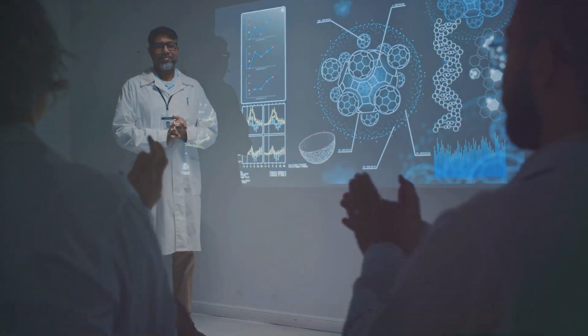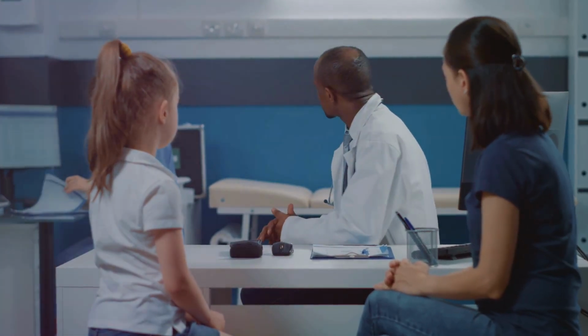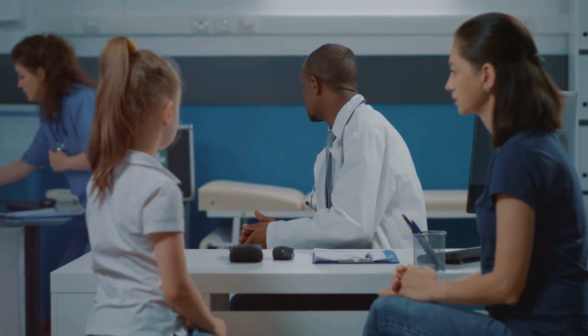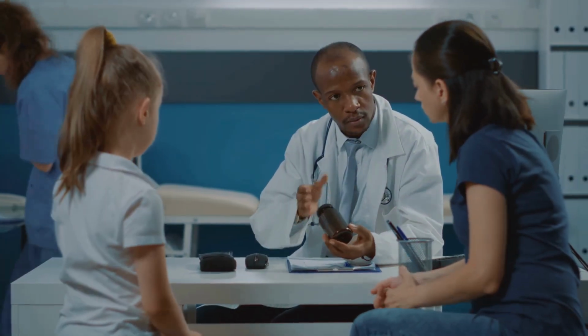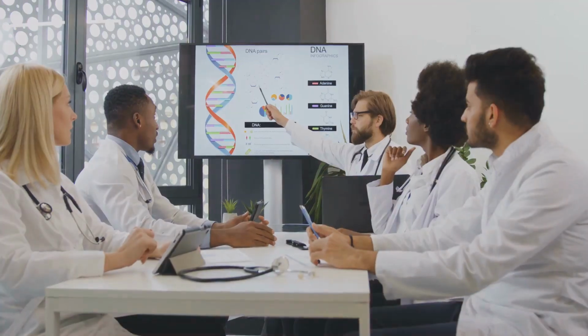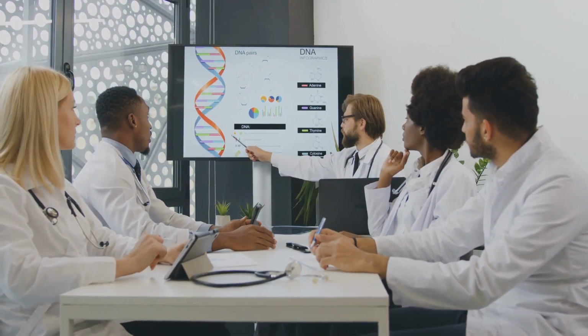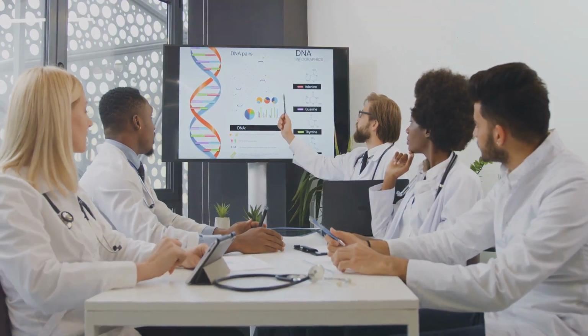So, what are the odds? If both parents have sickle cell trait, there's a 1 in 4 chance that their child will have sickle cell disease. There's a 2 in 4 or 50% chance the child will inherit the sickle cell trait, and a 1 in 4 chance they won't inherit the gene at all.